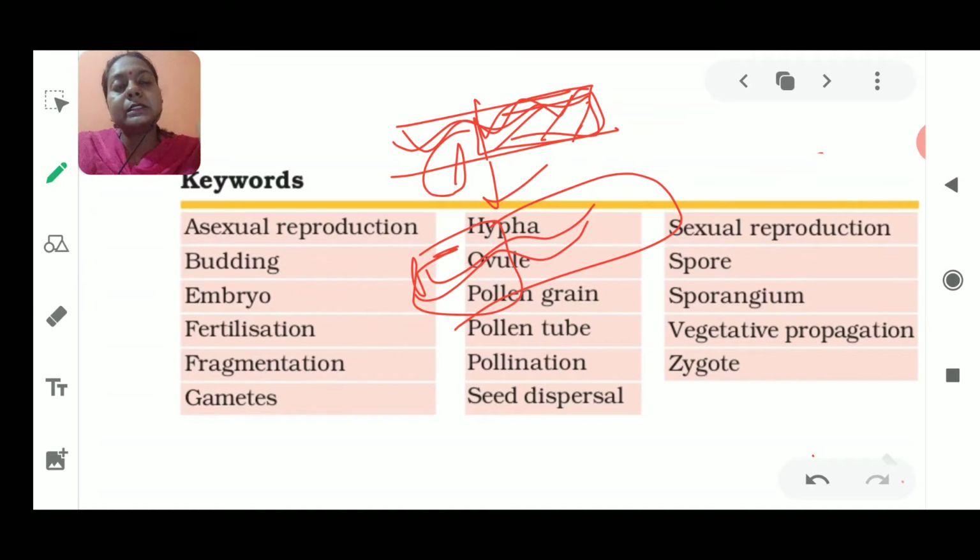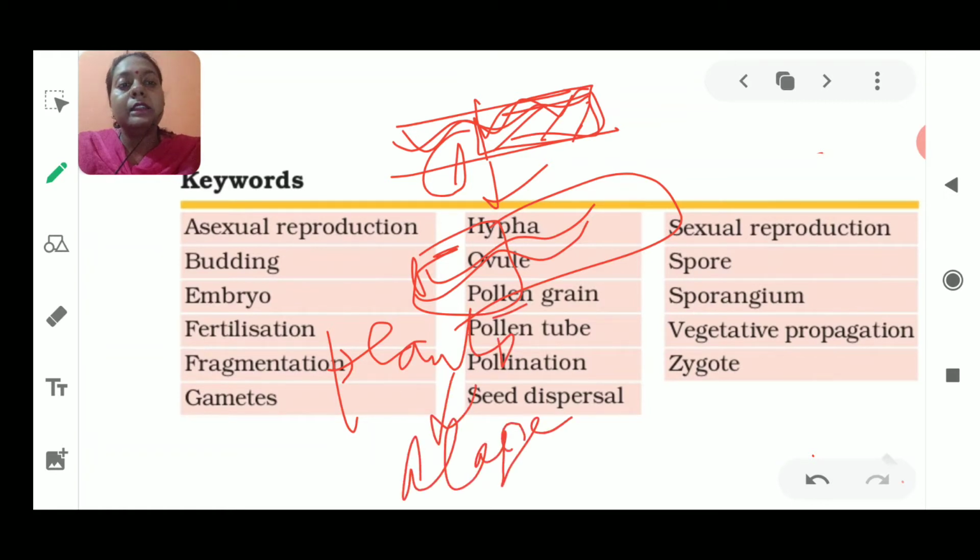If fragments are being produced, fragment means pieces, then those fragments, the small structures of algae, are going to regain their length. The parts which are missing are going to develop, and it forms a new alga again. So that is how fragmentation takes place. Fragmentation takes place in the lower organisms, lower plants, as we have seen in alga or algae, and especially in Spirogyra.